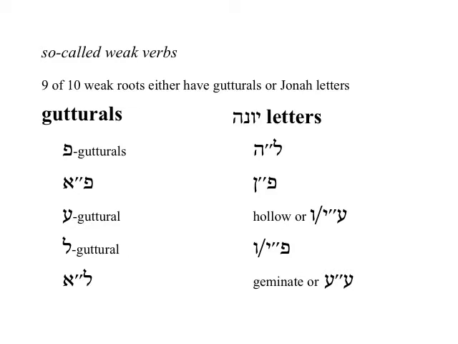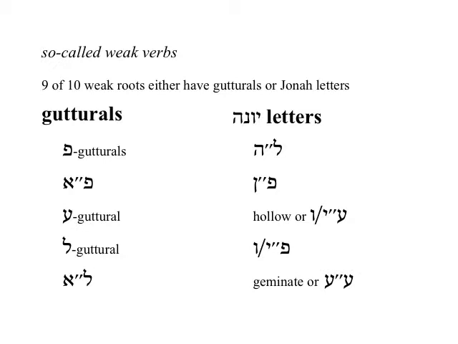The so-called weak verbs are not really weak. They're normal, just based on the kinds of letters that are in them. But because in a learning grammar, we learn with verbs that can all take dagashim and don't have any special traits, we call the other verbs, when they have these other letters in them, weak roots.